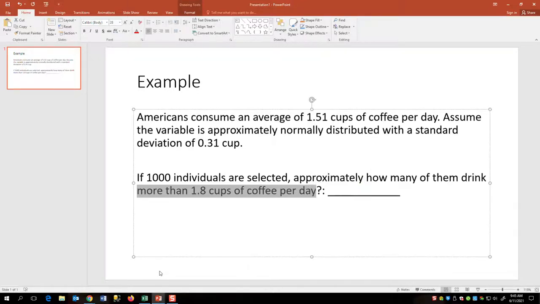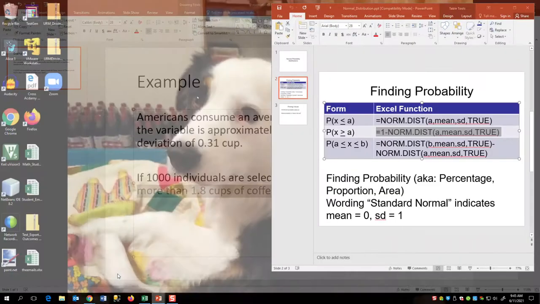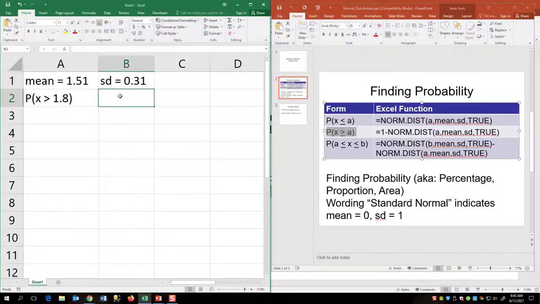Okay, so more than, that means greater than. 1.8. There we go. So let's start off with that. We'll come back to the other part. The greater than, that is this form right here. So A, which is what follows our greater than symbol, A is 1.8.